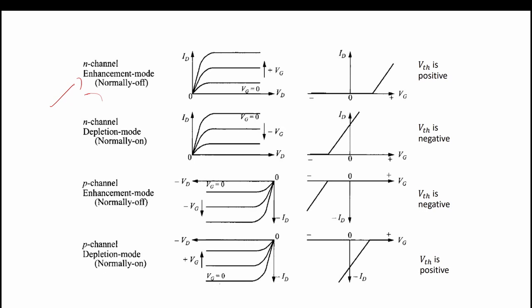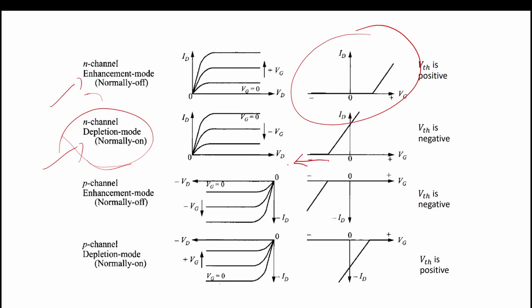Enhancement mode is when the MOSFET is off when we don't apply a voltage. Okay, the MOSFET is off when we don't apply voltage, it is normally off. In depletion mode MOSFETs, we need to apply voltage to turn it off. We need to apply a negative voltage to turn it off, and it is normally on at 0 voltage. Okay, this is N channel.